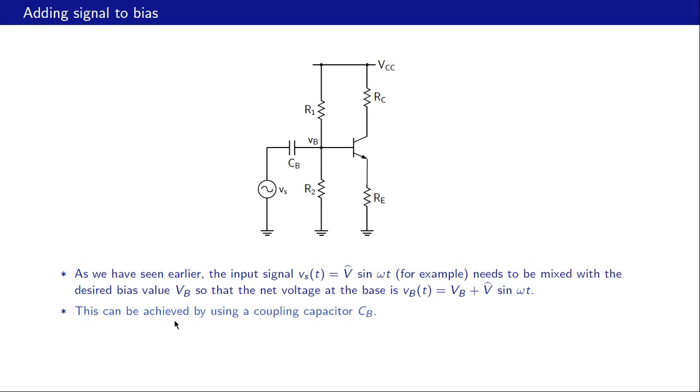and this can be done by using a coupling capacitor CB, the coupling capacitor there. So we have the signal here, V cap sine omega t, for example, and we have the rest of the amplifier, and we connect the signal to the rest of the amplifier with this coupling capacitor. It's called coupling capacitor because it couples the signal to the amplifier. And how does it work? So let us explain that by considering a simple circuit that will illustrate this idea of a coupling capacitor.